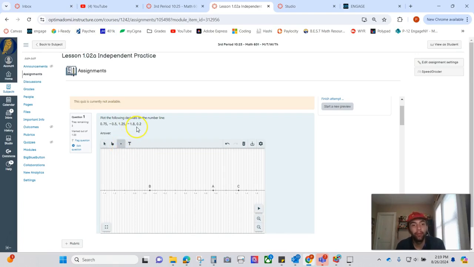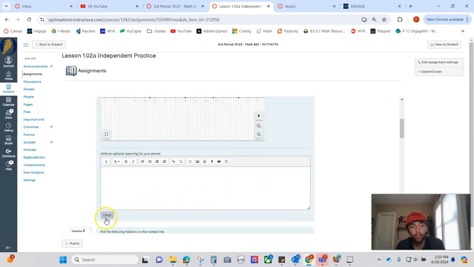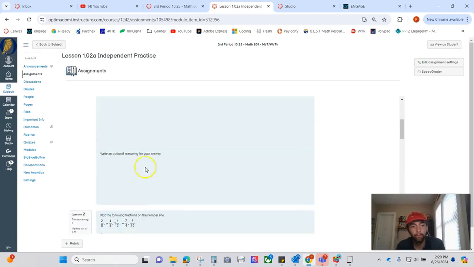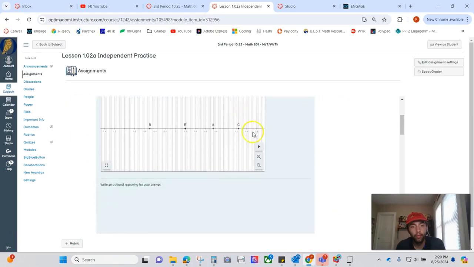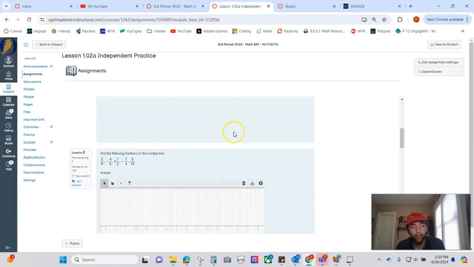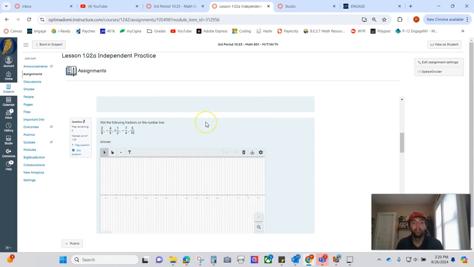Click back to my point tool, I have one more number, 0.2. So I start at 0 and I will go right to the number 0.2 right there. Now let's check our work. It didn't tell me I'm wrong. That must mean I'm correct.